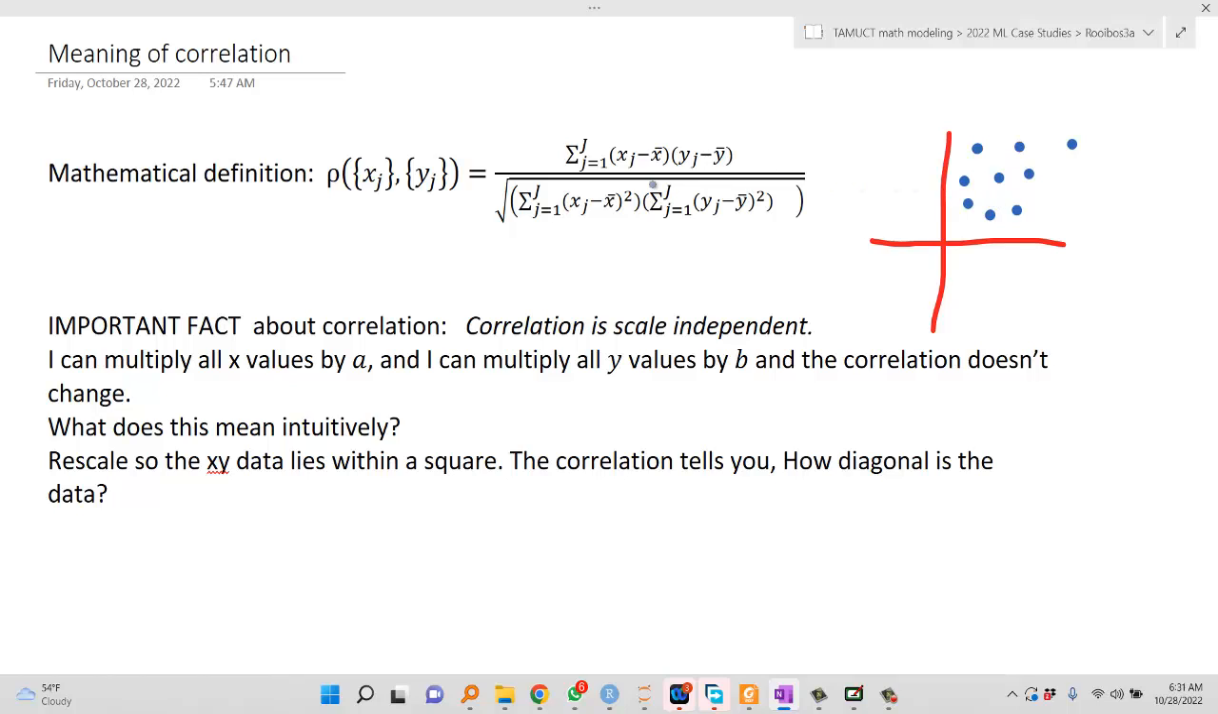Now, what does this xj minus x bar mean? X bar is the mean value. So the mean value x bar, y bar would be in the center of this cloud of points. So x bar, y bar might be located here. So xj minus x bar is the deviation of x from this mean point. And yj minus y bar would be the y deviation from these points.